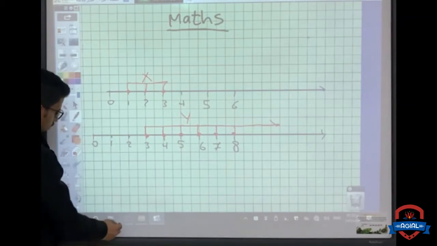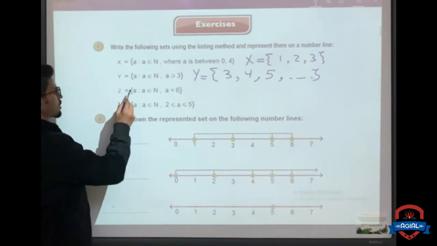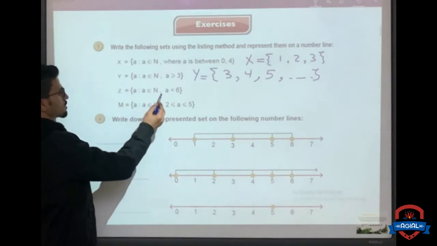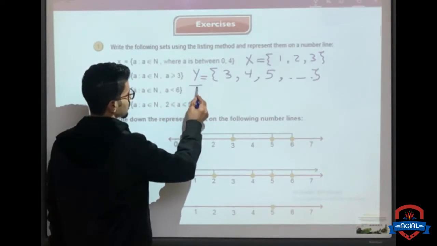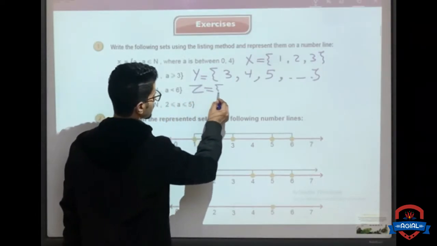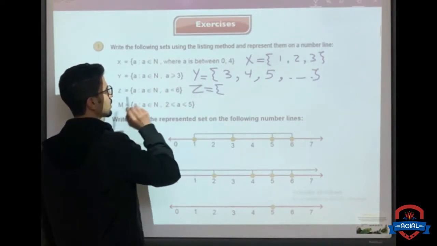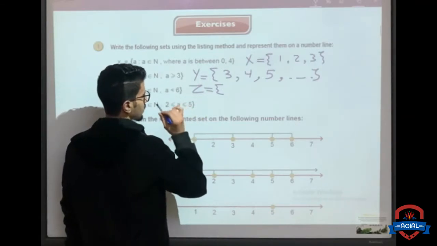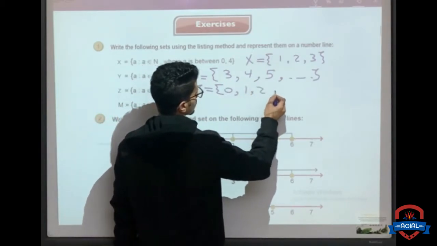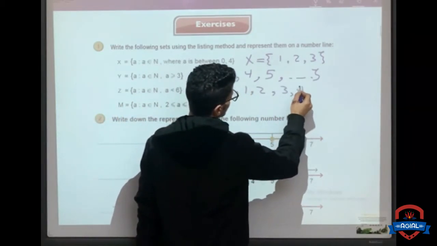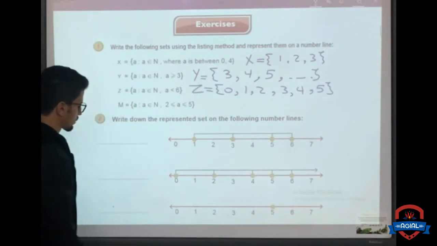Okay, let's look at the third set. We have Z equal to {A such that A belongs to N and A is less than 6}. So the set Z is equal to the elements that belong to N and are less than 6. The natural numbers start with 0, then 1, 2, 3, 4, and 5. So we need to represent these numbers on the number line.